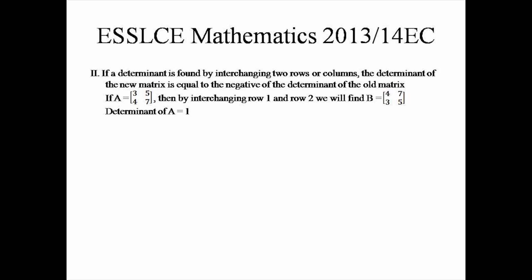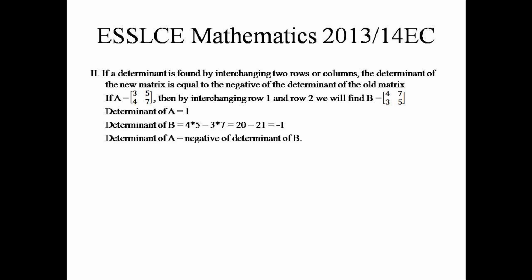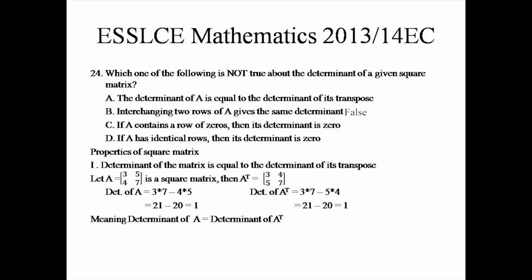Determinant of A is equal to 1, which is already calculated above. Determinant of B is equal to 4 times 5 minus 3 times 7. 4 times 5 is 20, minus 3 times 7 is 21. 20 minus 21 is negative 1, meaning determinant of A is equal to negative of determinant of B. Thus choice B is not true.